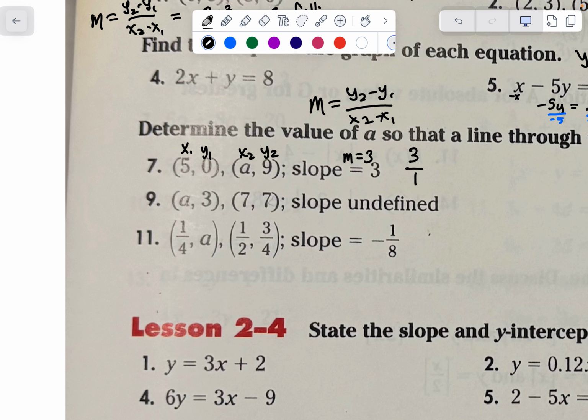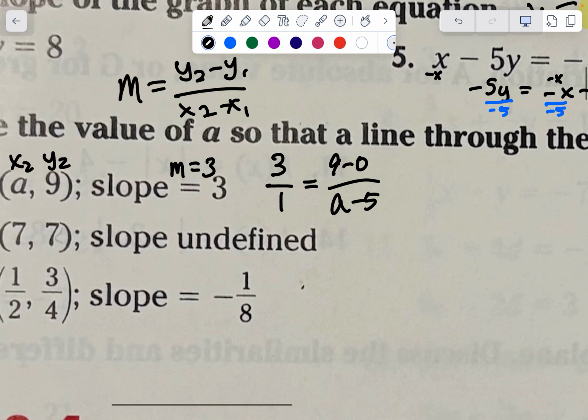Now let's set up our y2 minus y1 over x2 minus x1. So that's 9 minus 0. Now if you just do 9 minus 0 in your head, go for it. You can do that. And then a minus 5. So that is a proportion. Now, mathematically speaking, the quickest way to solve a proportion is to cross multiply, okay?